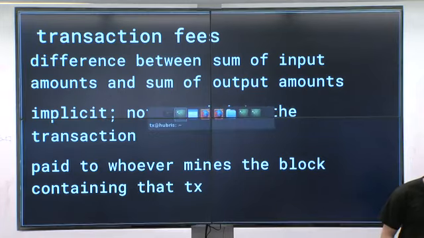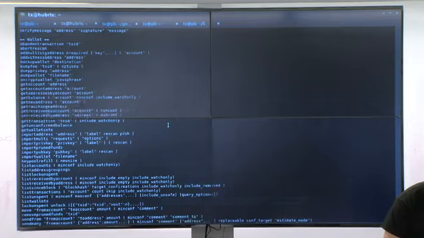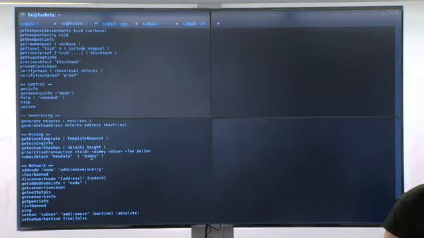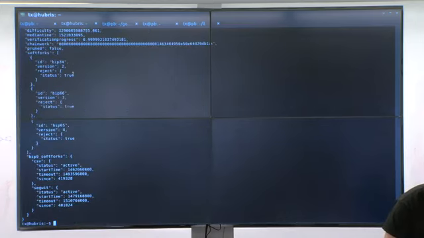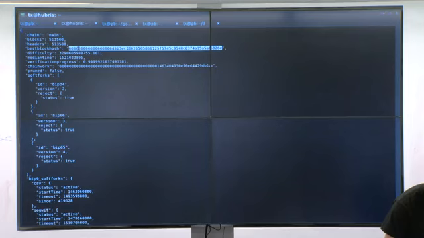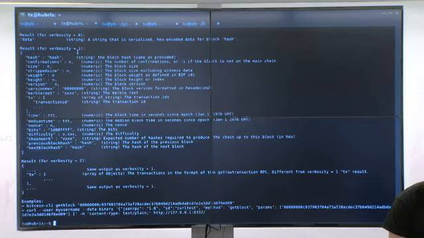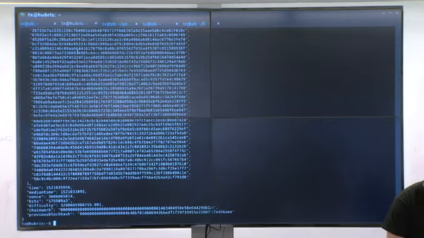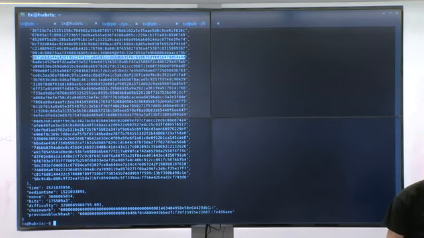So for example, if I want to say, okay, what's the most current block? Okay, get blockchain info. So the most current block is this. And then I can say, okay, get block. I want to get that block. There's all the transactions in this block. I can do get block verbose true, and it'll give me all the transaction data. But instead, I can just pick one of these transactions and say get raw transaction.